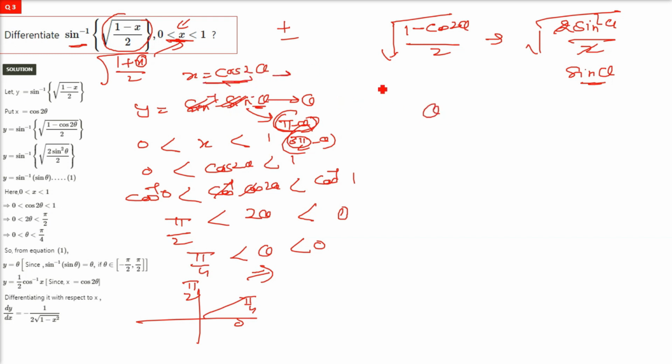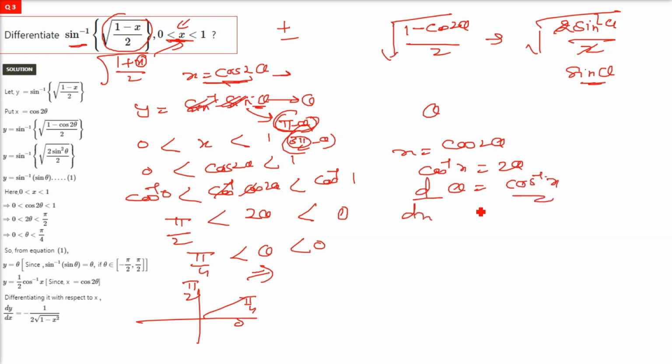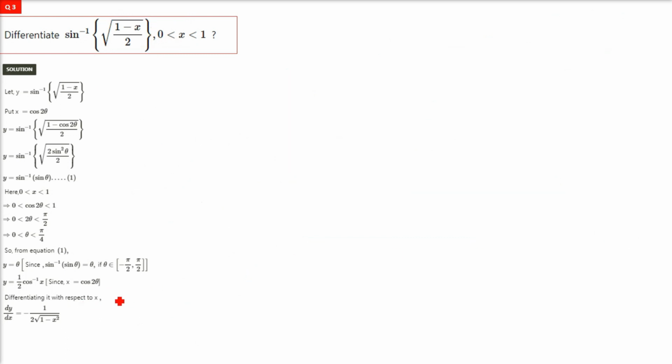Now let us do this. Y is sin inverse sin theta. Theta only you have to differentiate. X is cos 2 theta you have taken. So cos inverse x is 2 theta. So theta is basically cos inverse x by 2. So you have to differentiate this d by dx. It is cos inverse x by 2. 1 by 2 is already there. Derivative of cos inverse is simply negative 1 by under root 1 minus x square. So minus 1 by twice of under root 1 minus x square.